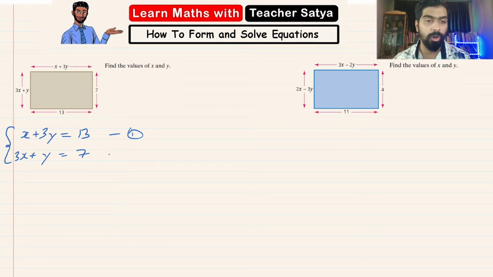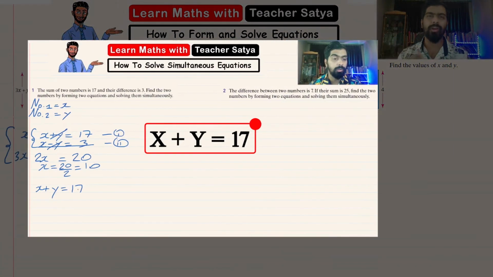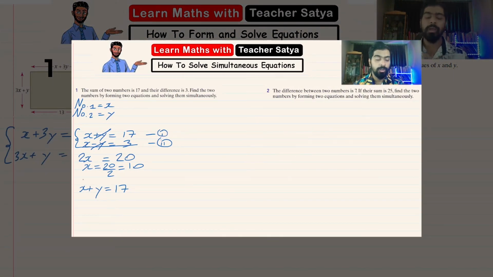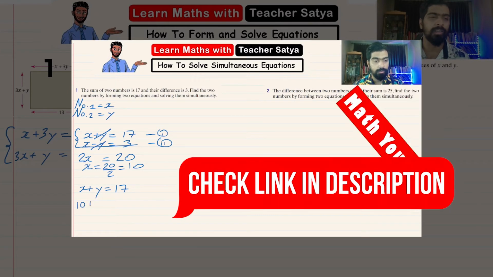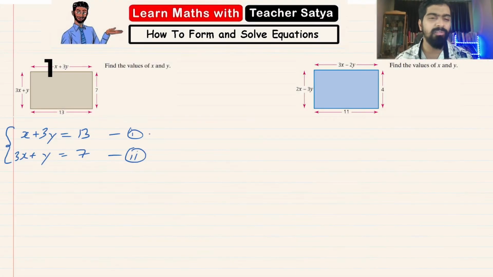And if you don't know how to solve simultaneous equations, guys, make sure you click on the video that pops up right about now. I'll make sure to leave the link in the description. Now I will be using the elimination method to find the values of x and y.